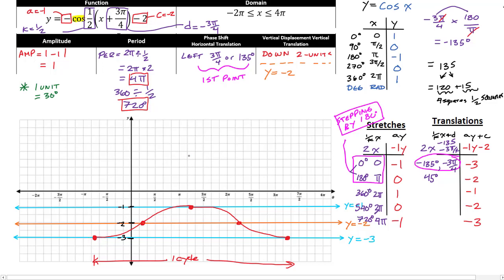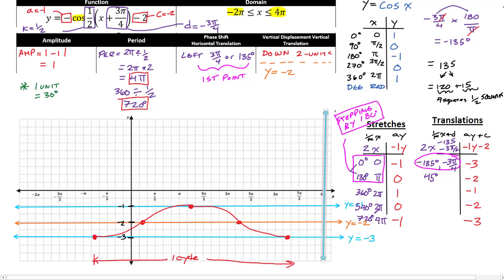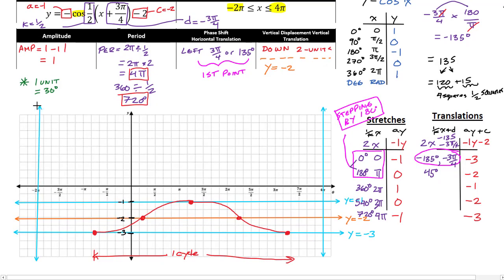All right, so now, what does it say for the domain? What does it want us to draw? It says draw this thing between negative 2 pi and positive 4 pi. All right, so I'm just going to draw in a vertical line at 4 pi, just so I do a neat job here. And let's draw another one in at negative 2 pi. So always check the domain. Each question I kind of give you a different domain and range to draw it between. All right, there we go.